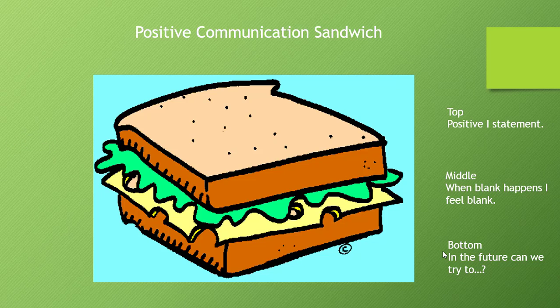This is called the positive communication sandwich, and it's a way to help you remember assertive communication. So the top is always, you start off with a positive statement. In the middle, you can use an I statement, which says, when I see this behavior or when this happens, I feel blank. And you always end with, in the future, can we try to? So making a plan and ending your sentence or your conversation with a plan with a student is often very helpful.